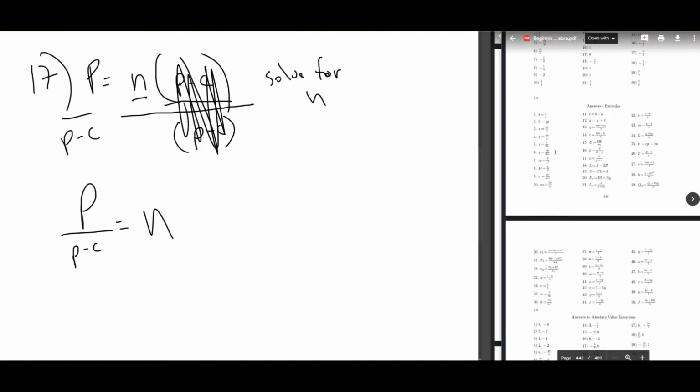Let's go see the answer. Number 17, N equals large P over small p minus C. Yeah, that's good. One more.